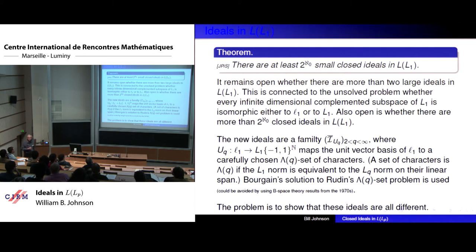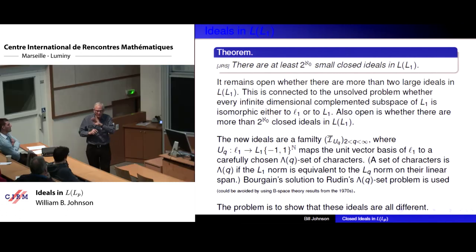You mean any ideal coming from UQ, you just need that it's a lambda Q set? No. Yeah, I should state this. A carefully chosen lambda Q set. One thing you need is that the lambda Q set you have is lambda Q, but not lambda Q plus epsilon for any epsilon. That also is not enough as far as we know. You have to build it in the right way. And that's the technical part that I'm not going to get into. I won't say it's so difficult, but it's messy.